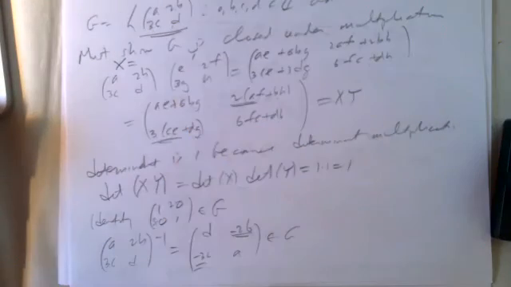So this set of matrices is closed under multiplication, contains the identity, and contains the inverse of each element. So it's a group. Okay. That's what we needed to prove.